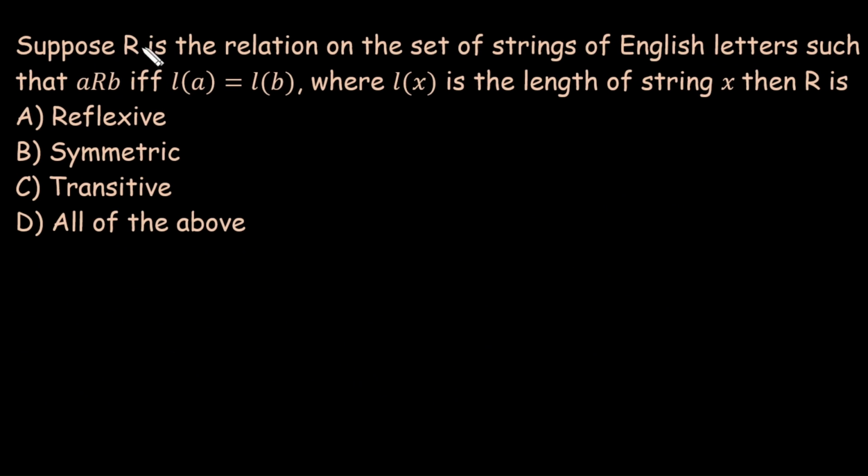Another example: suppose R is a relation on the set of strings of English letters such that A is related to B if and only if the length of A is equal to the length of B, where L(X) is the length of the string X. Then we need to check whether R is reflexive, symmetric, transitive, or all of these.